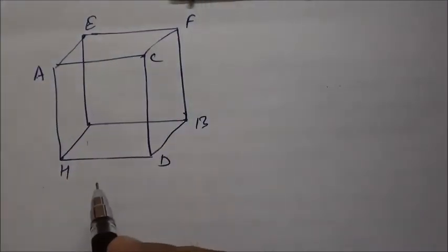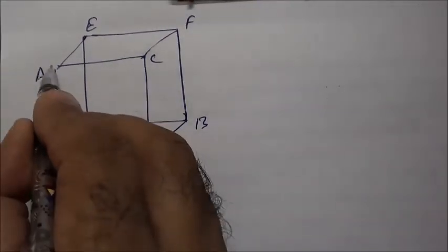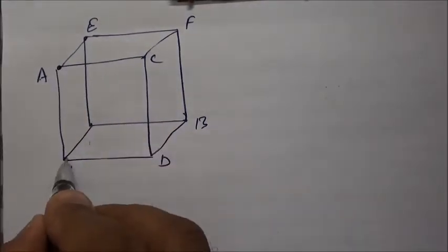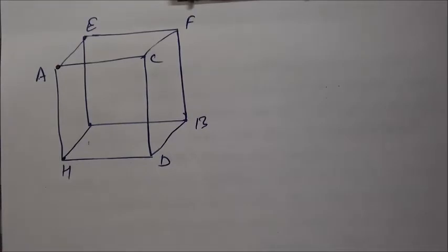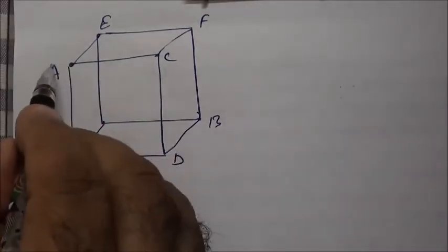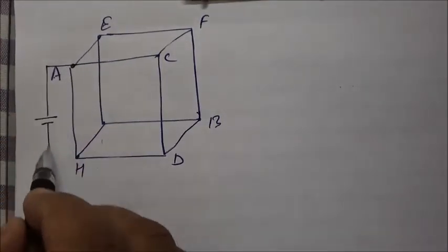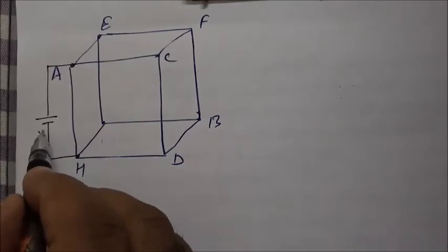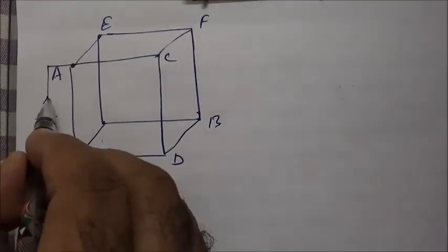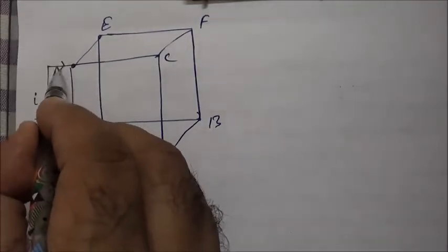Now let me take the same cube again, but this time let us find the equivalent resistance between A and H. Again we will assume that there is a battery of EMF V giving us current I. This current I reaches here.